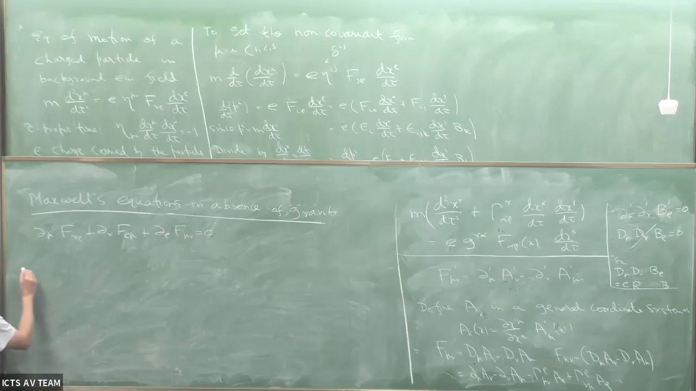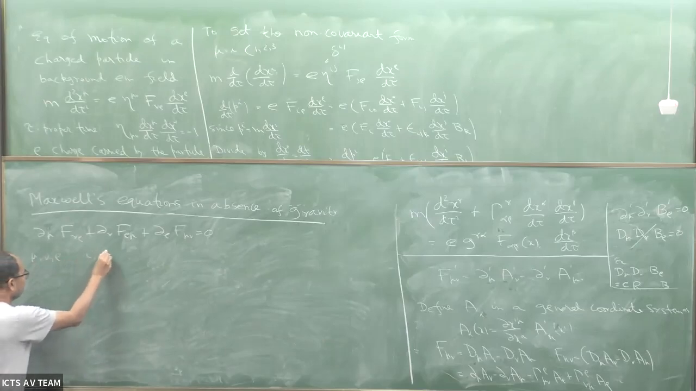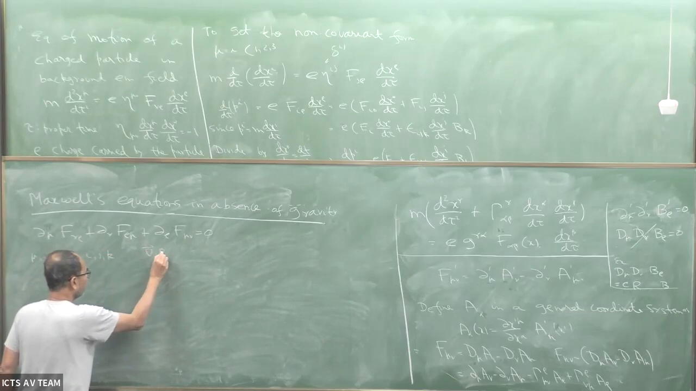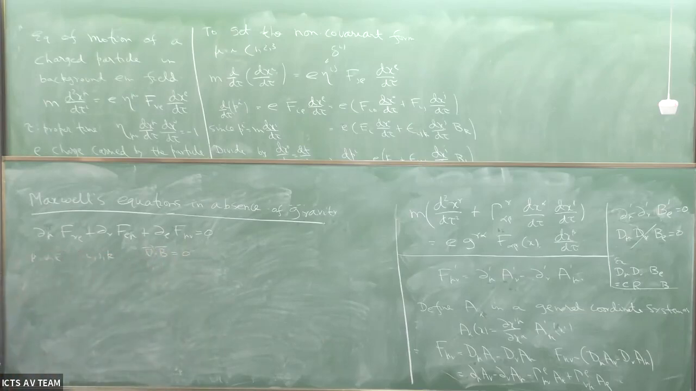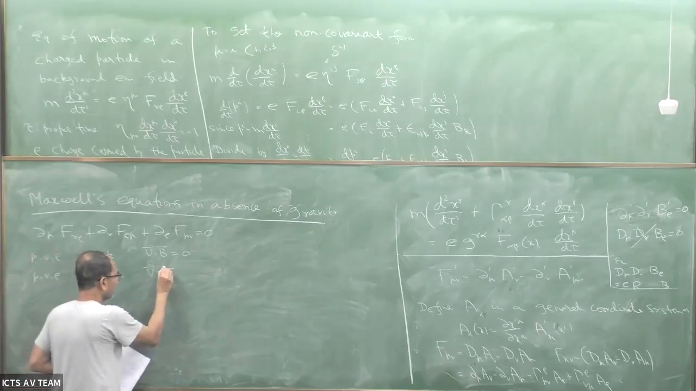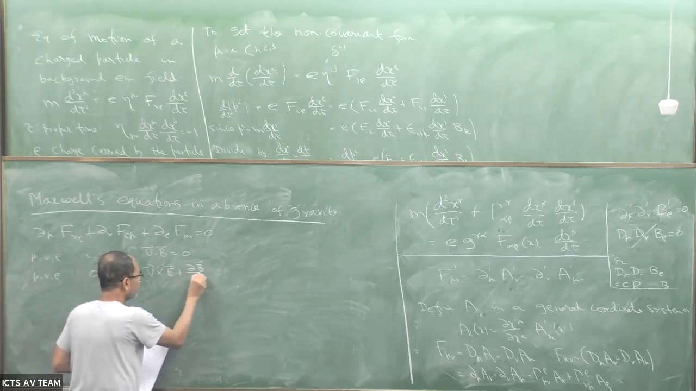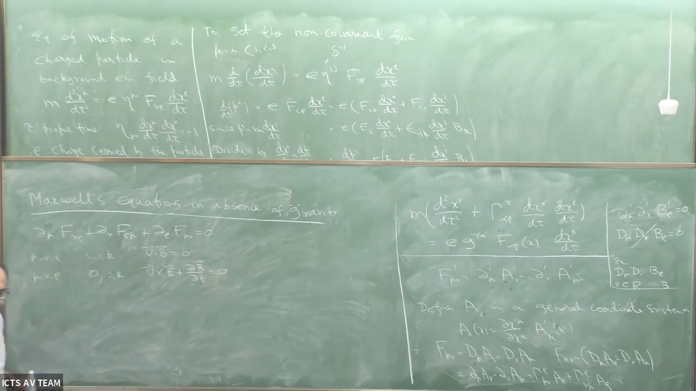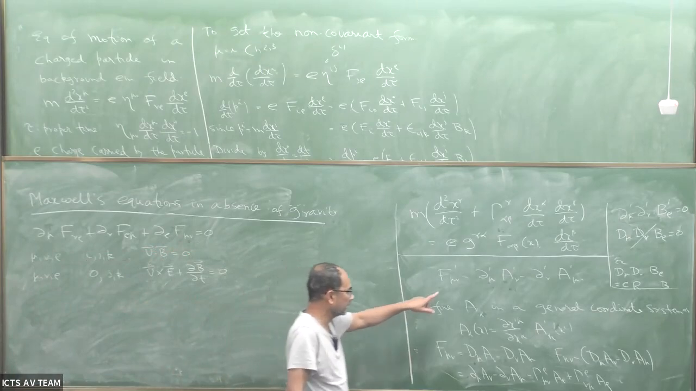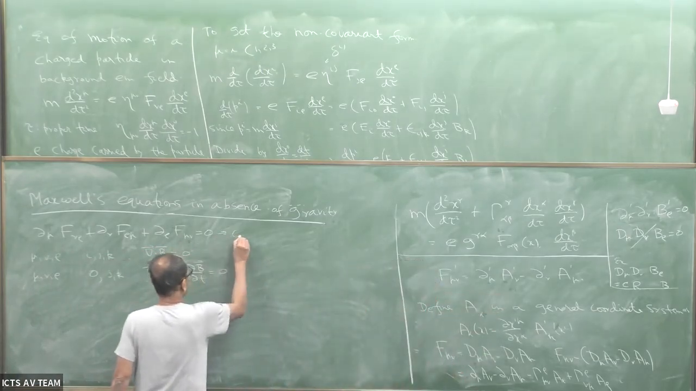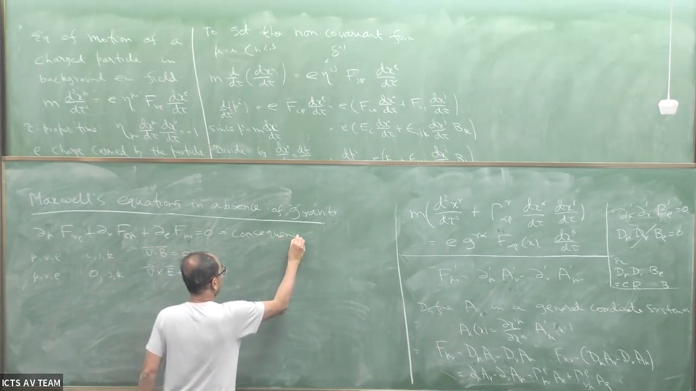So for this one, when mu nu rho are i j k, this just gives divergence of B equal to 0. And when mu nu rho are 0, j, k, one is 0 and the other two are spatial, then this gives the curl of E equation. These are the source-free Maxwell equations, and the fact that this is true is just a direct consequence of this.